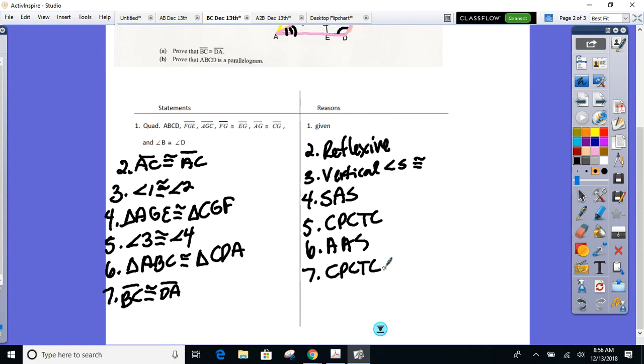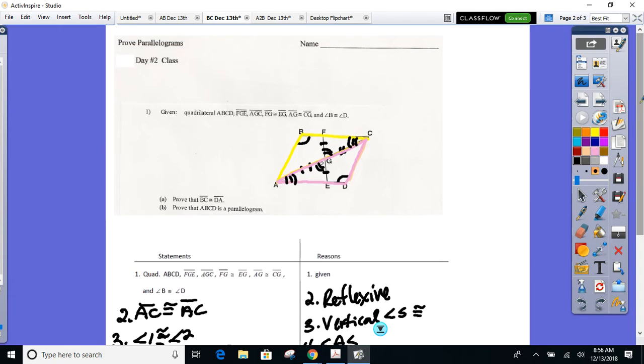And now prove it's a parallelogram. Let's not start this proof from scratch. What have you already done? I've done BC congruent to AD. That's one pair of opposite sides.